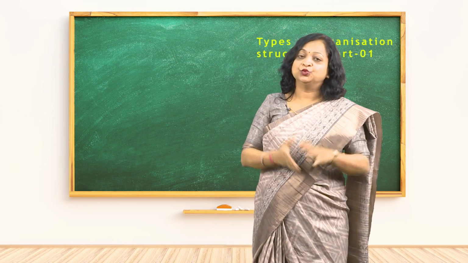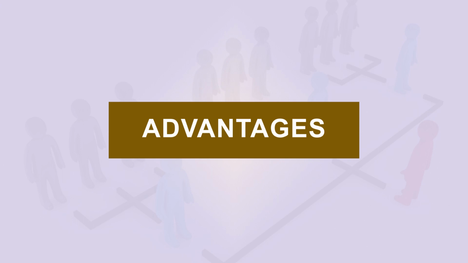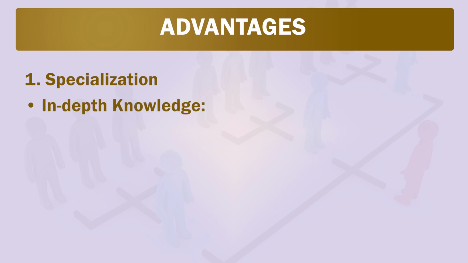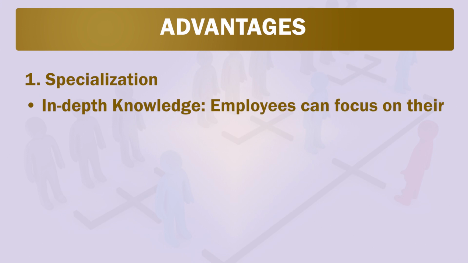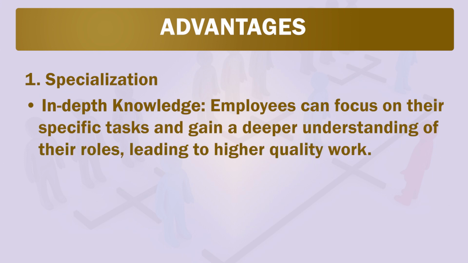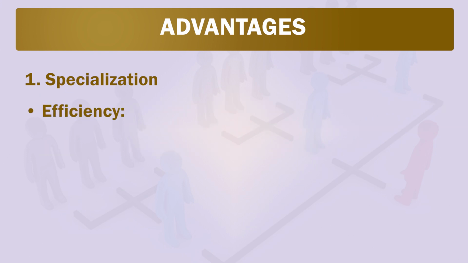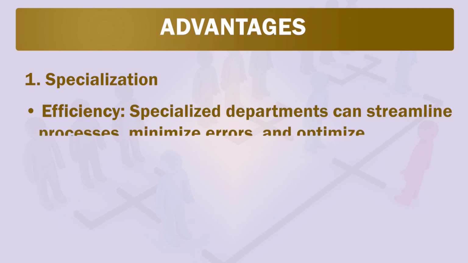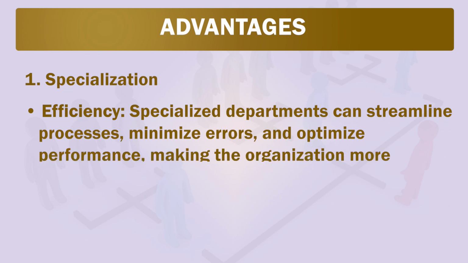Now, let us try to look into what the advantages of the functional structure are. As we said, there is specialization. Due to specialization, there is in-depth knowledge, right. So, employees focus on their specific tasks and gain a deeper understanding of their roles, leading to higher quality of work. Second is efficiency. Specialized departments can create streamlined processes, minimize errors and optimize performance, making the organization more effective overall.